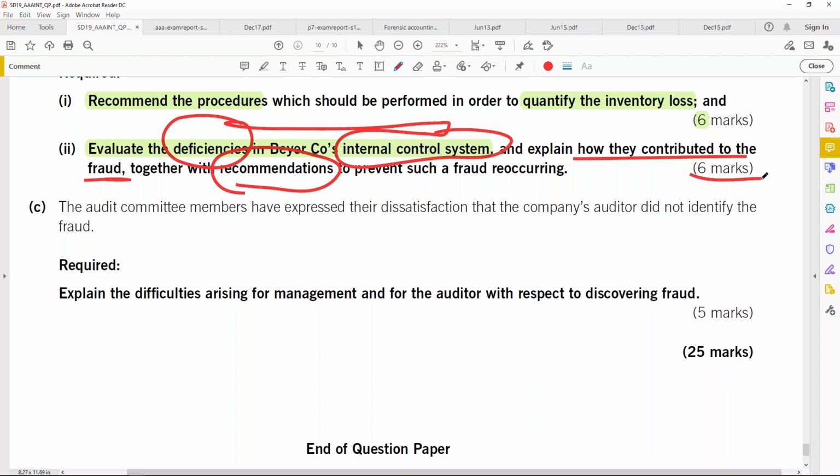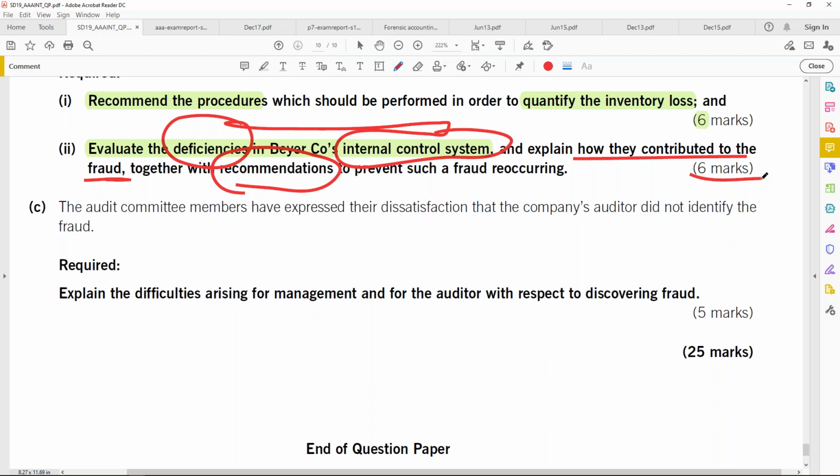Is it like an easy question, evaluate the deficiencies in internal control system? Is it a case specific question or is it a rote learn question? It's case specific, right? Is everyone clear with the question? Number 2, evaluate the deficiencies. Are you fine with it?